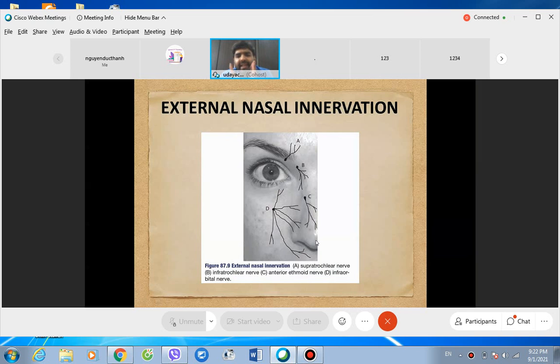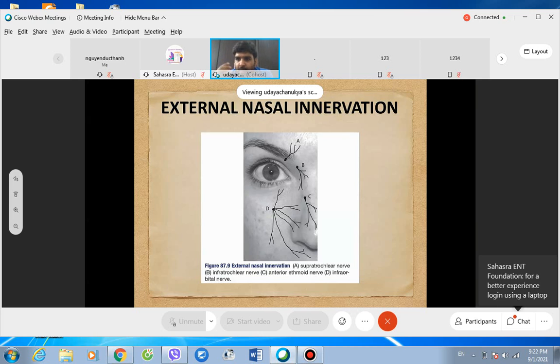Coming to the external nasal innervation. Why is the external nasal innervation important? Because this is very important in order to have a sensory nerve block. In order to have a partial block, we can just inject in the proper areas.